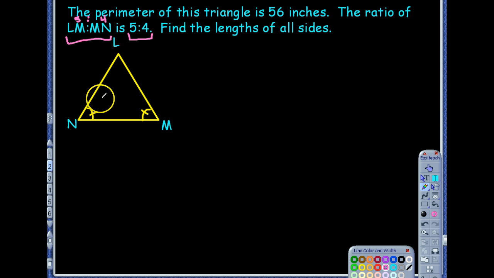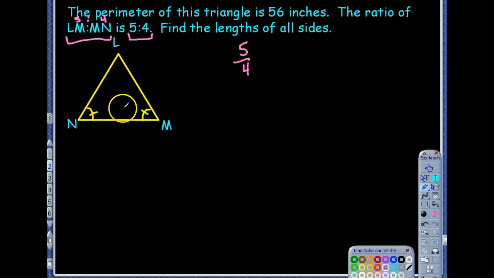Does that mean LM is 5 units and MN is 4 units? That's a great question, but that definitely does not mean that. It's just saying that they're in the ratio. So if you think about a ratio, if I wrote it as a fraction, 5/4, I could scale that ratio up. Or I could sometimes simplify that ratio as well. But this is already simplified. This is the simplified ratio. So we don't know what exactly those values are. We're going to find the lengths of all the sides.